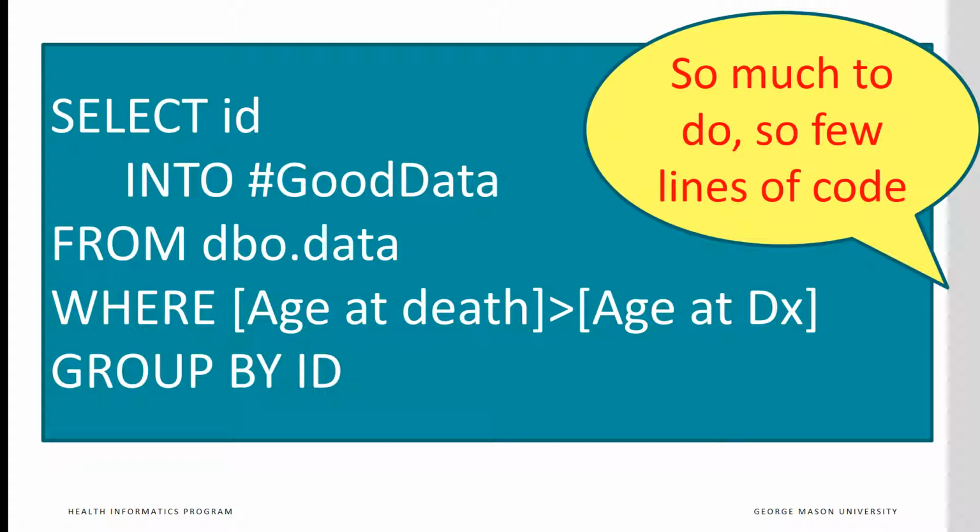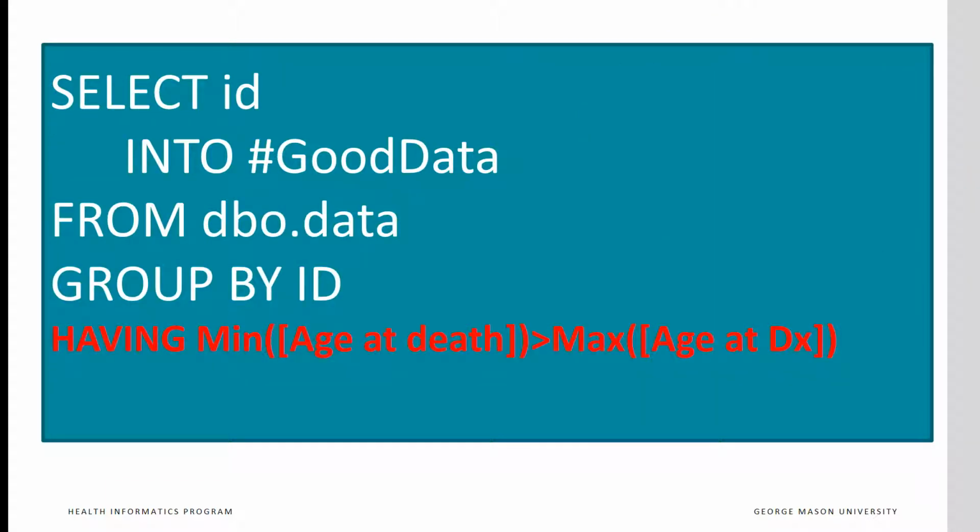The where age of death is greater than the age of diagnosis command says that the age of death must be greater than the age of diagnosis. The group by ID says that we would only want to see one value for each ID, no matter how many times a person's diagnosis occurs before death. Also note that the where command must be executed before the group by command. The select command is executed after the group by command. The command having is the same as where, but executed after grouping is done.